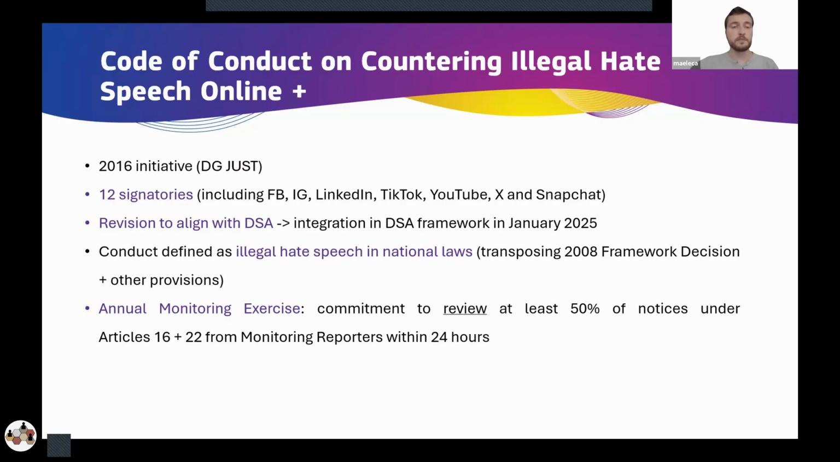Now, it's very important for you to know that illegal hate speech under this code is not actually defined in the code itself. It follows national laws, just as the DSA does itself as well, by the way. It's a transposition of the so-called 2008 framework decision, which mostly deals with xenophobia, but also other provisions such as national provisions. For example, if there is a member state that has also criminalized other kinds of hate speech, for example, maybe gender-based violence, then this is also taken into account.